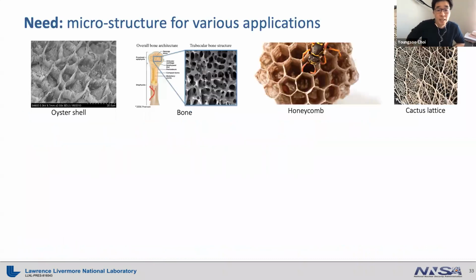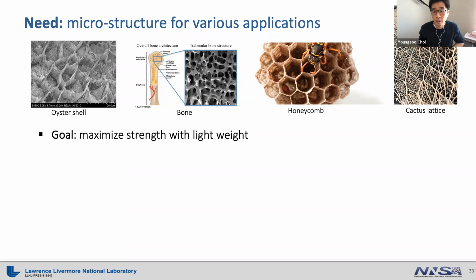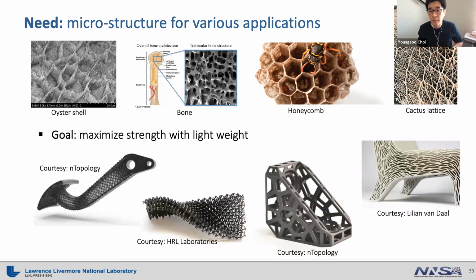Among many applications of component-wise reduced model, microstructure design or metamaterial design are of great interest these days because of the advance in 3D printing. There are many microstructures found in nature, for example, oyster shell, bone, honeycomb, and cactus lattice, etc. All these are there because they can achieve the maximum strength with a light weight. So many industries and labs and universities are trying to mimic these attractive features of the metamaterials by looking for an optimal design, right?